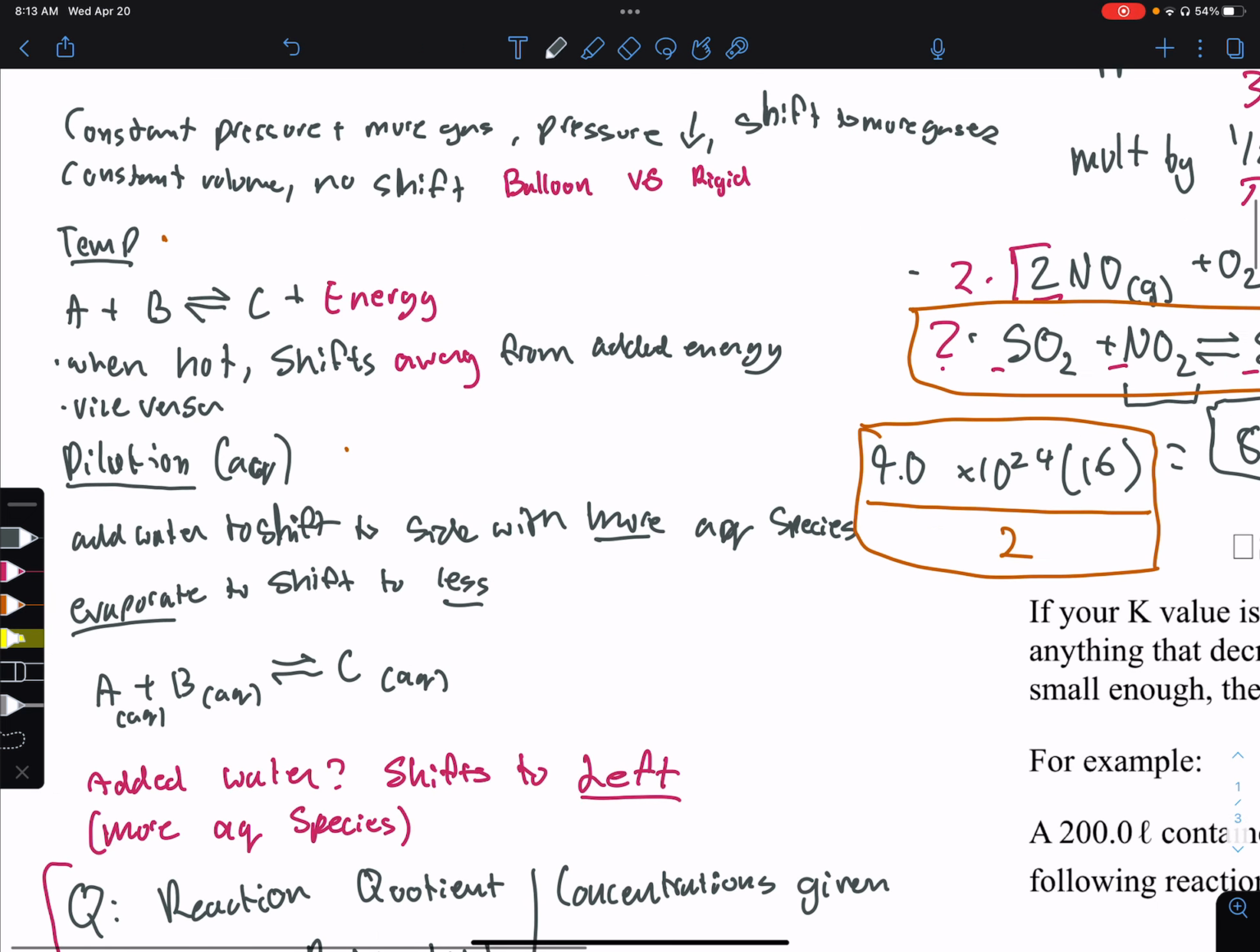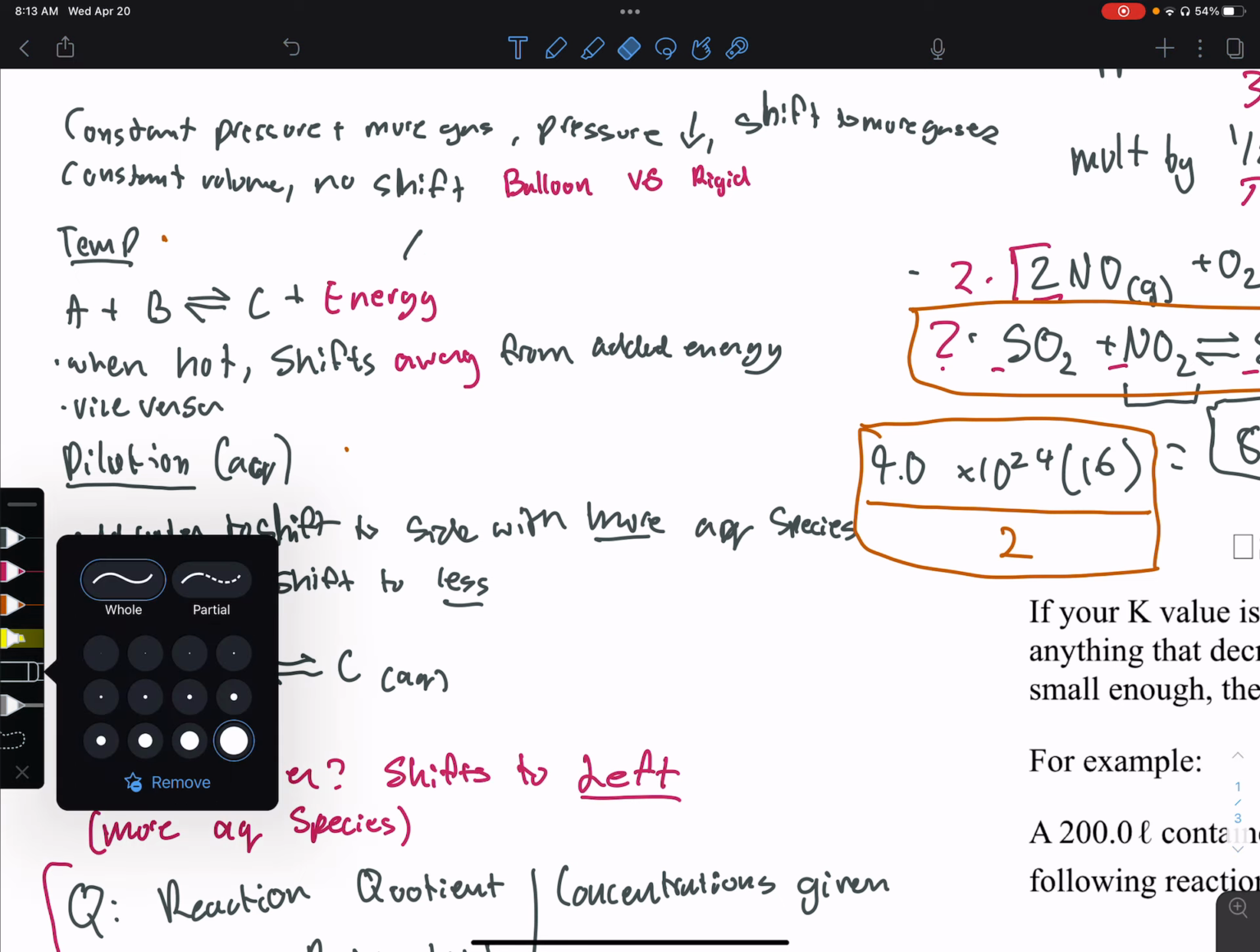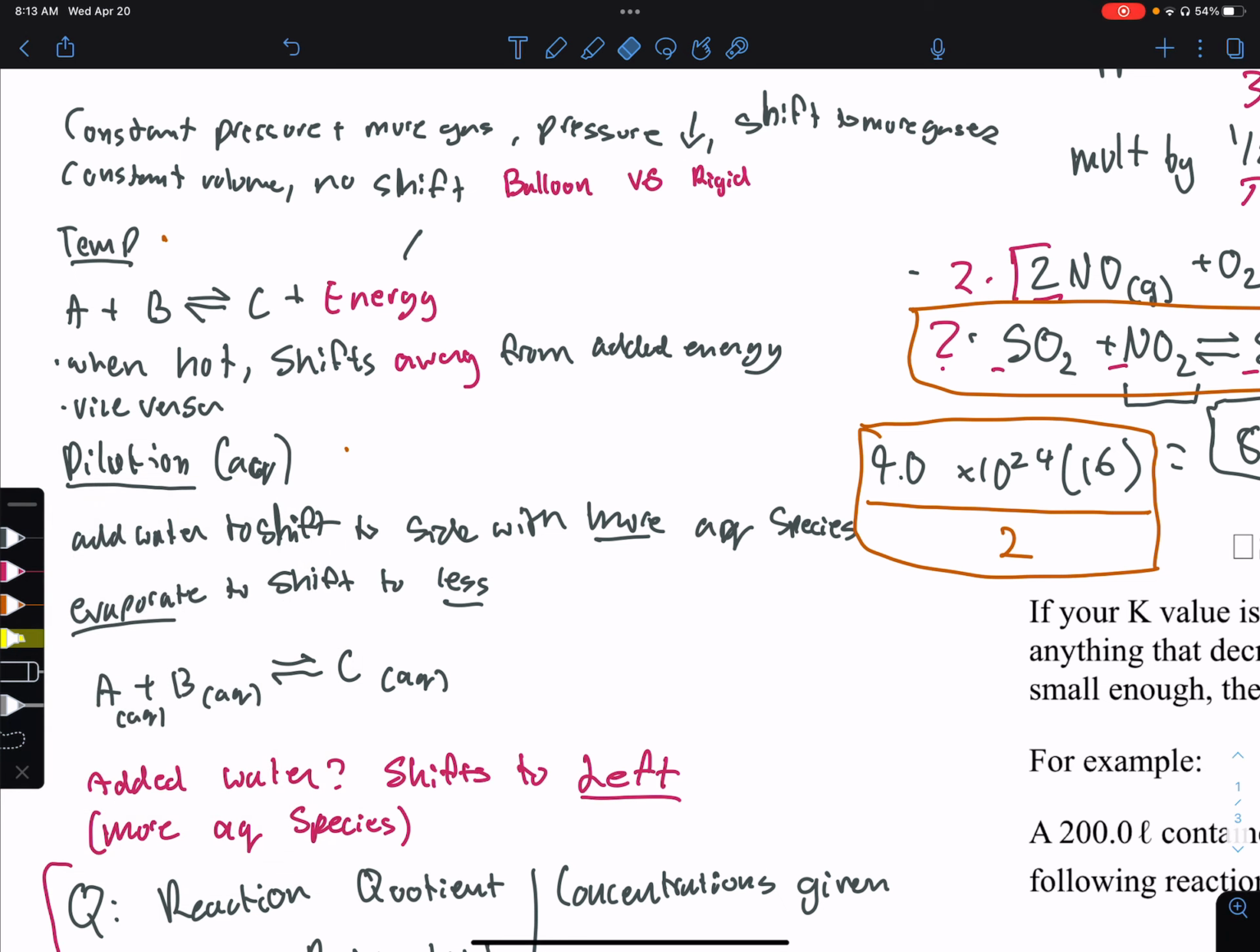All right, temperature. So here we have energy. Energy is coming out of this. Usually, what the test will do is give you a change in H value. Okay, they'll give you this H value. If this value is negative, like kJ per mole or something, that means it's exothermic.